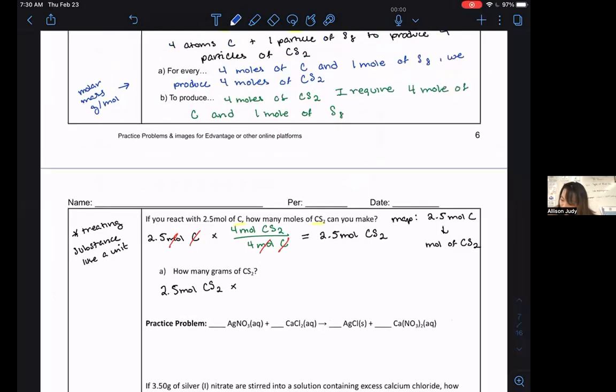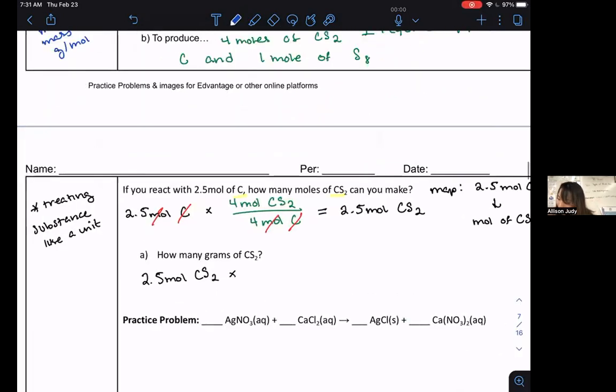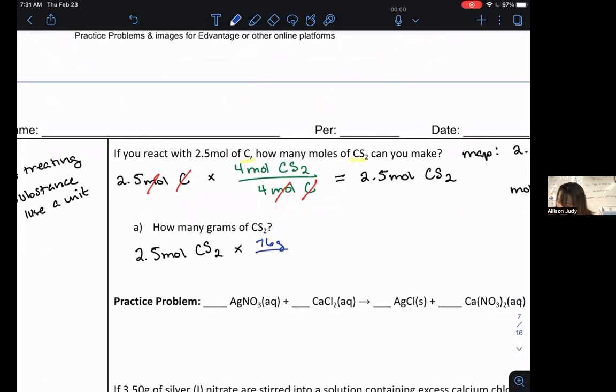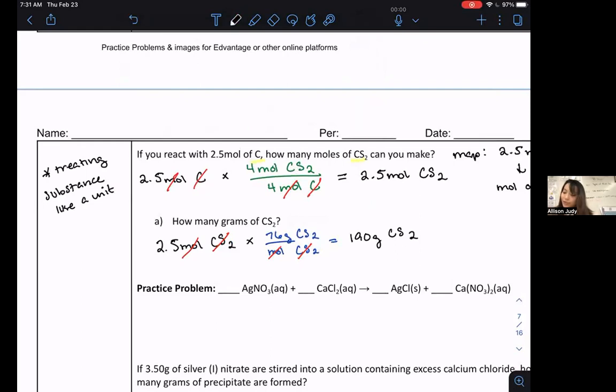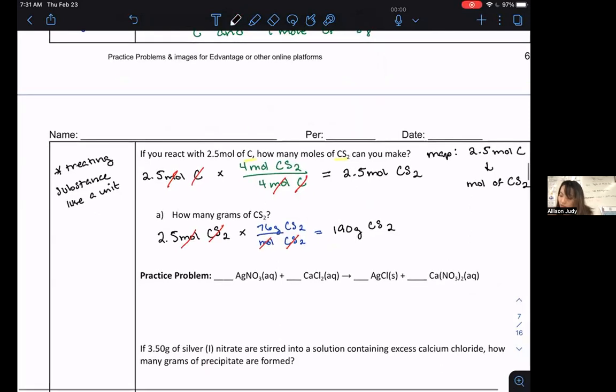So the gram amount is about 76 grams per mole for CS2, okay, giving us a value where we cancel out our units and we're left in grams of CS2, giving us a value of approximately, I think I'm a little bit off, but 190 grams of CS2. All right. And it should be in 2 sig figs. All of our answers should be in 2 sig figs, given that we were given a value of 2.5, 2 sig figs. Okay. And so that's what we do.